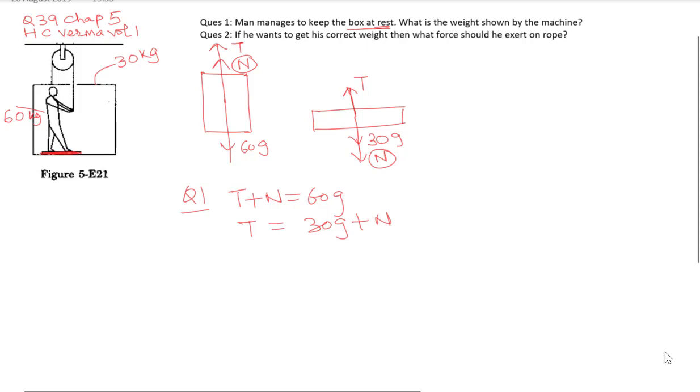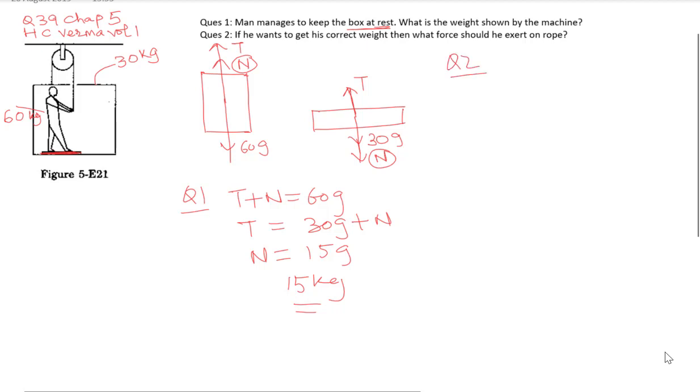Now if you solve it, you get N is equal to 15 g. So the reading that it will be showing is 15 kg, that the man is of 15 kg, that's what the reading of the weighing machine will be.